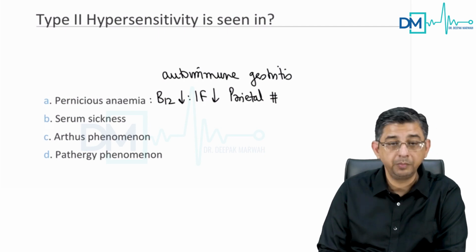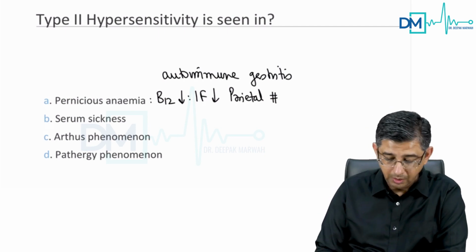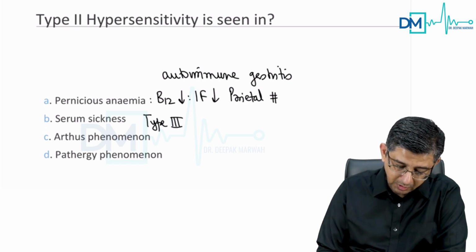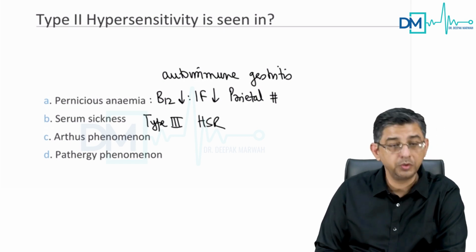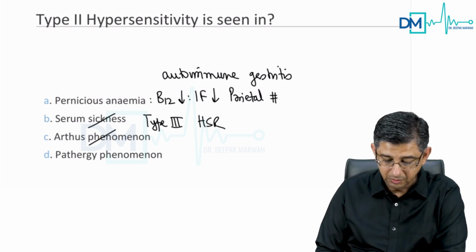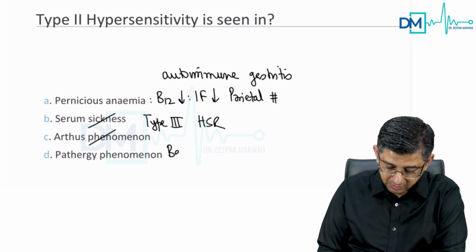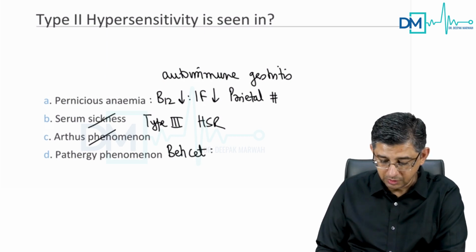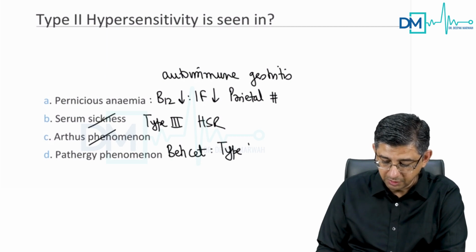Let us look at choice number B here, that says serum sickness. That's an example of type 3 hypersensitivity reaction, and so is the case for Arthus phenomenon as well. So you can easily rule out choice number B and C in this question. Pathergy phenomenon is useful for diagnosis of Behçet's disease, also called Silk Road disease, and this is an example of type 4 hypersensitivity reaction.